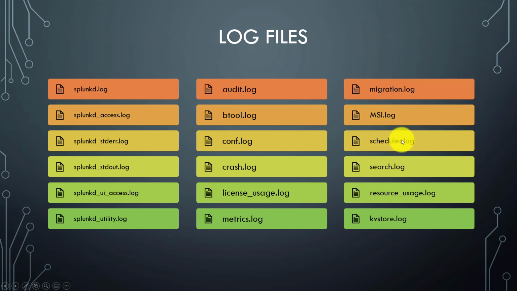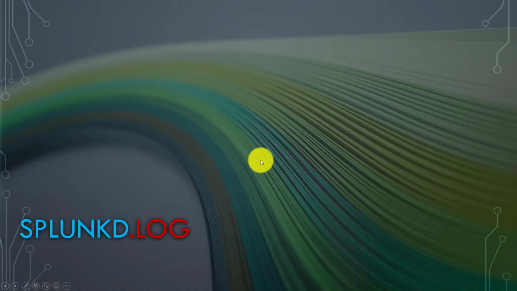Apart from that, there are scheduler logs, which deal with scheduled searches. There are search logs, resource usage logs, and KV store logs as well. We'll see them one by one. Initially, as I said, we'll start with splunkd.log, then move to other logs. Now, to understand how splunkd.log is created, we need to understand how splunkd works. And if you are following my videos on props.conf and transforms.conf, in those videos we have discussed many times how Splunk data is getting ingested, right?